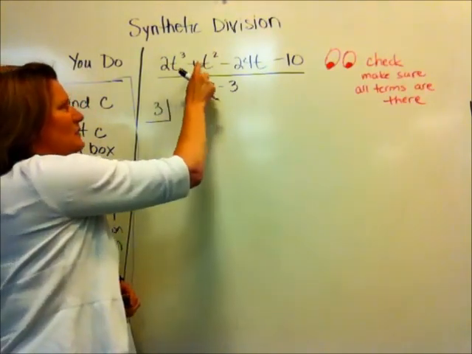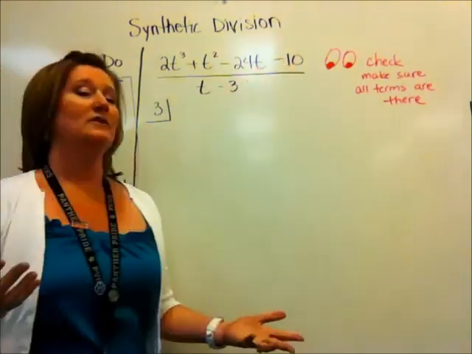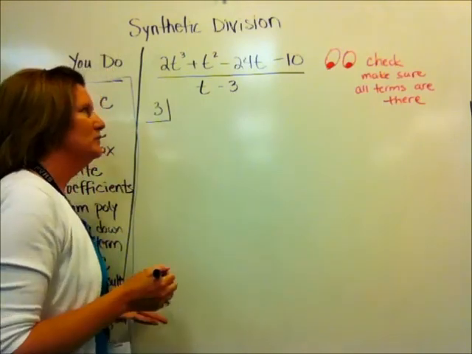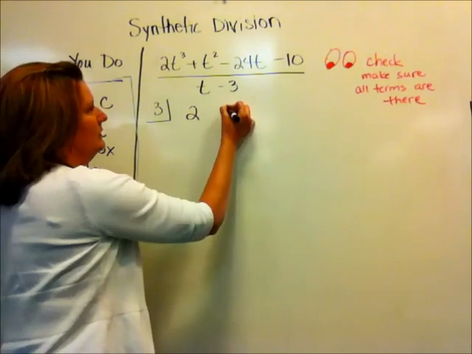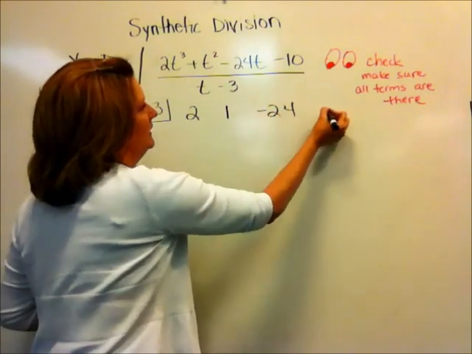So I have cubed, squared, first power, and to the 0 power. Of course, we don't show that one. We show it as 1. So yeah, they're all there. Great. Okay, next thing I'm going to do is put in my numbers. 2, 1, negative 24, negative 10.